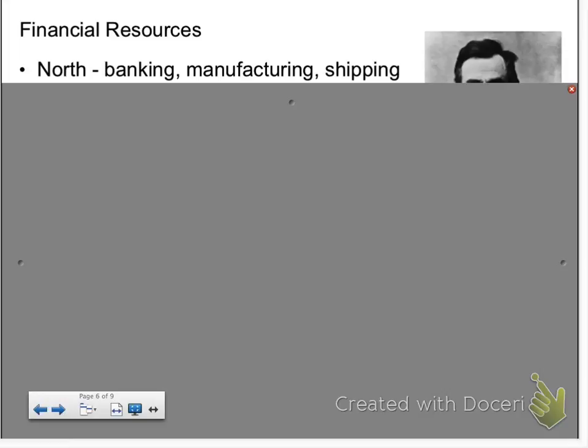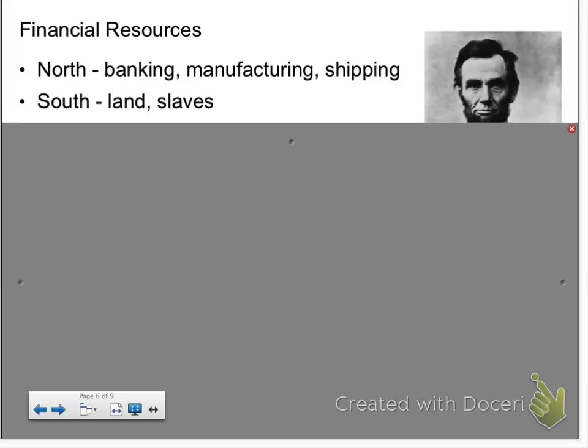Now in the South, how were you a wealthy person? Where were you getting your wealth from? Slaves. The more slaves you had, the more what could you have? Crops, which turned into land. So in the South, you had lots of land. You were wealthy. You had lots of slaves. You were wealthy. You had 1 or 2 slaves. You weren't wealthy. You had a lot of slaves and a lot of land, a huge plantation. You were very wealthy.